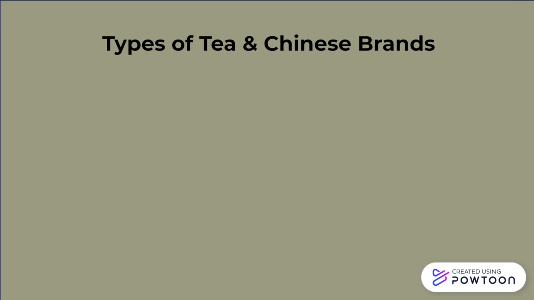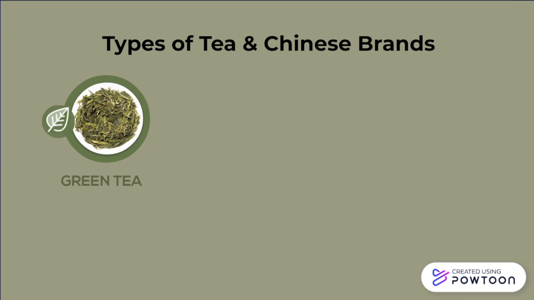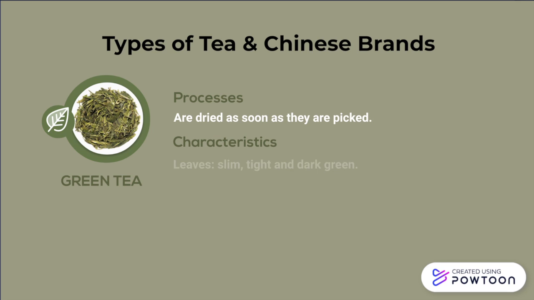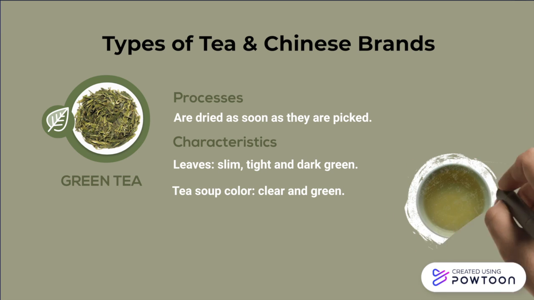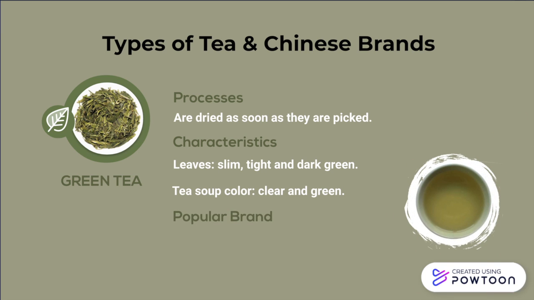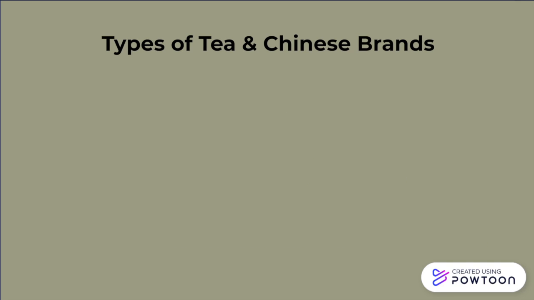There are 6 main types of Chinese tea. First is green tea. It is the most natural of the tea varieties. The green tea leaves are slim, tight, and dark green. Its soup color is clear and green. One of the famous brands in China is the Dragonwell tea from Hangzhou.